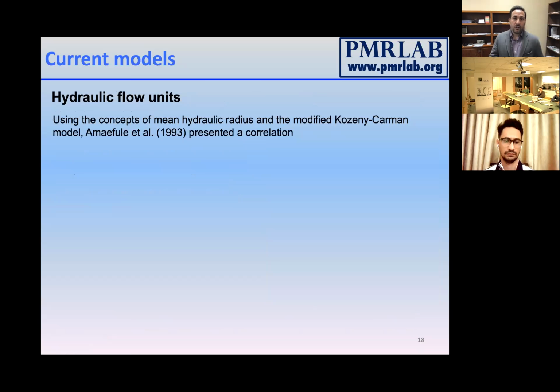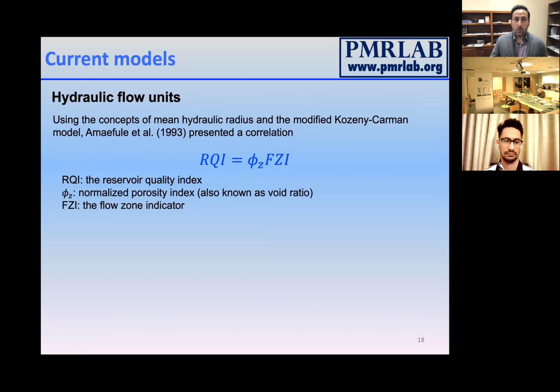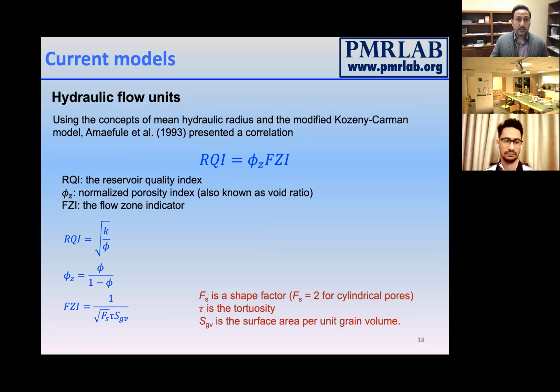The other technique is hydraulic flow units, and that's based on the modified Kozeny-Kármán equation. Amaefule and his co-workers proposed a correlation between reservoir quality index, RQI, normalized porosity, PHIz, and FZI. So what they do is plot RQI as a function of PHIz, and they try to find different FZI values. What is RQI? That can be calculated from the ratio of permeability to porosity. PHIz can be calculated from porosity, and FZI has its own relationship.